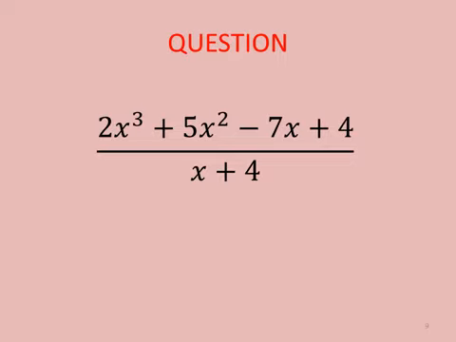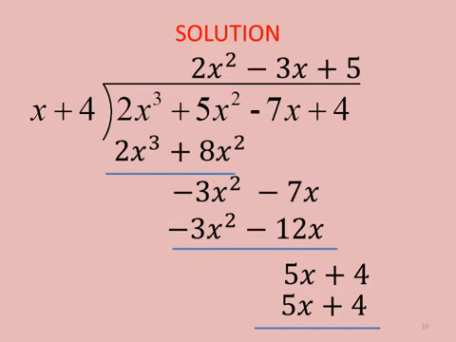Let's have a go at this question. 2x cubed plus 5x squared minus 7x plus 4 all over x plus 4. Pause the video and have a go. When you're ready, restart the video to check your solution. How did you get on? Your quotient should be 2x squared minus 3x plus 5. Once again, check that all the terms in the workings match this worked solution.